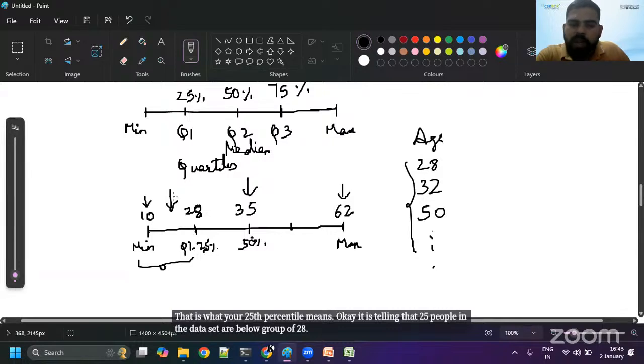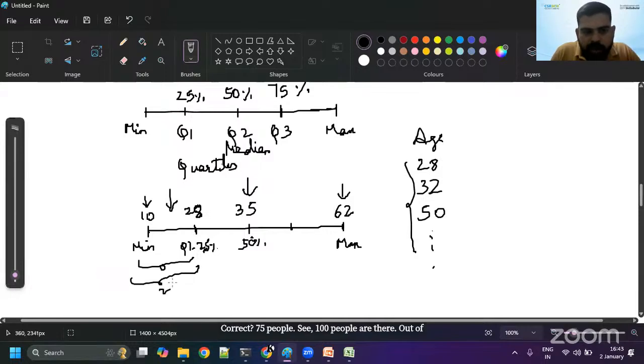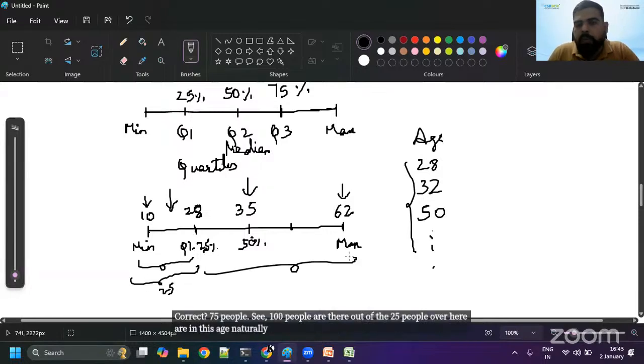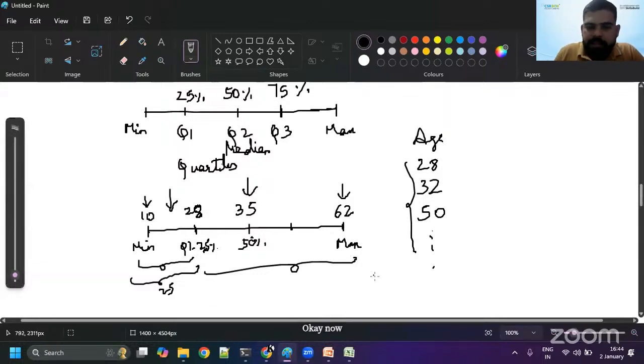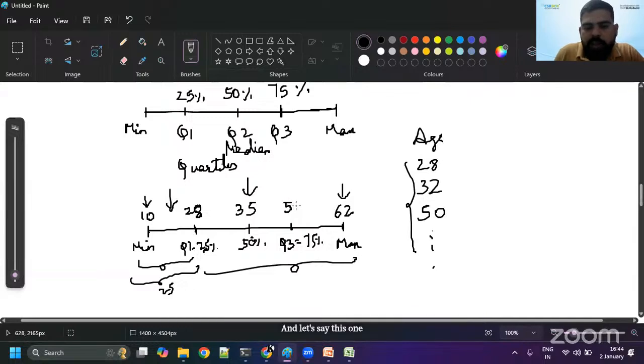Can you tell me how many people are above 28 years of age? Exactly, 75 people. There are 100 people, and out of that 25 people are below this age. Naturally, the remaining 75 people are above 28 years of age. Now, on similar lines, we have another one called Q3, which is your 75th percentile, and let's say this one turns out to be 53 years.